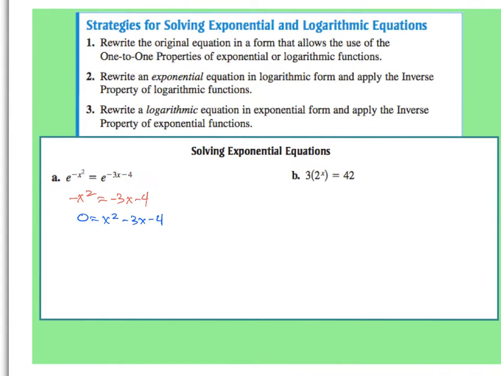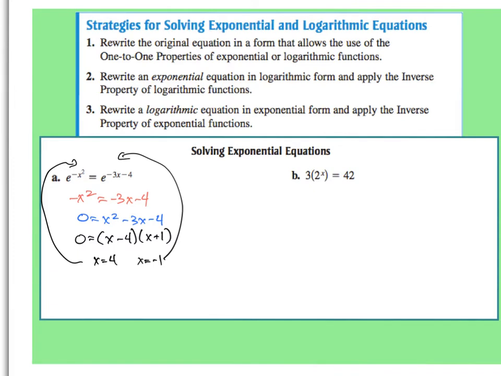What are we going to do to quadratics? We're going to factor it. So what does it factor to? x minus 4 and x plus 1. So x is equal to 4 and x is equal to negative 1. Technically, we should back substitute to make sure that they work. All right, they do work.